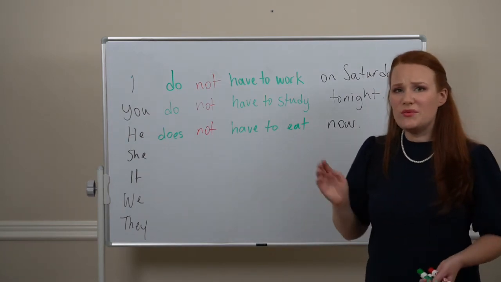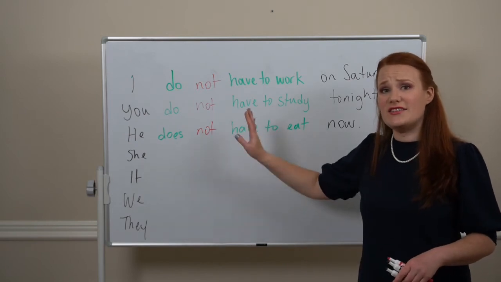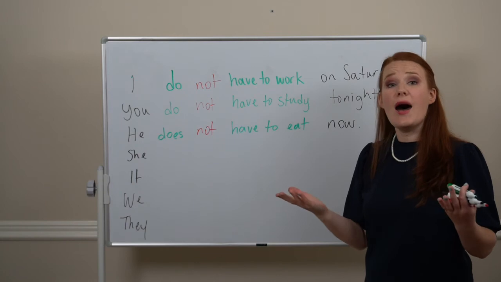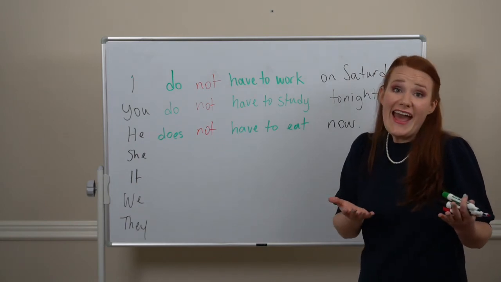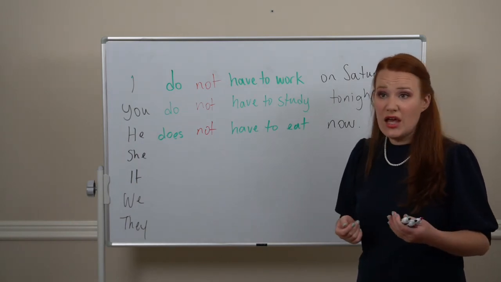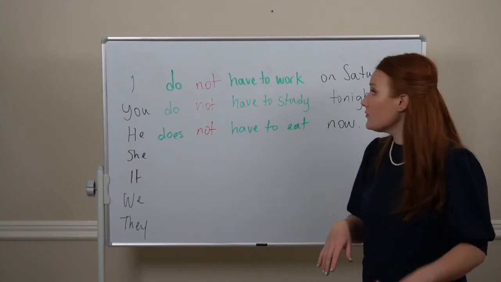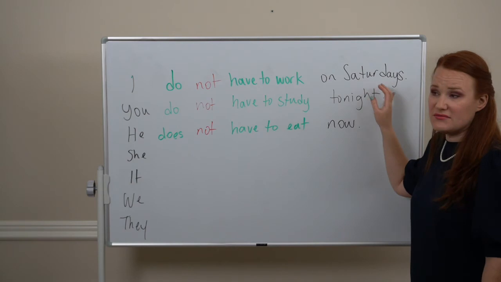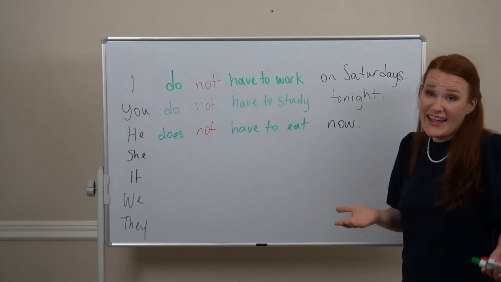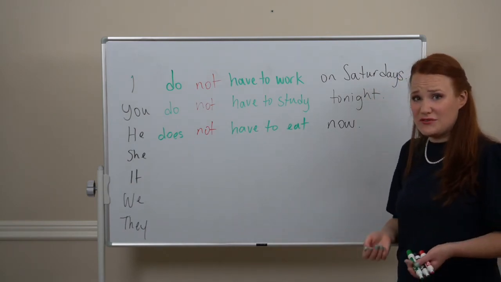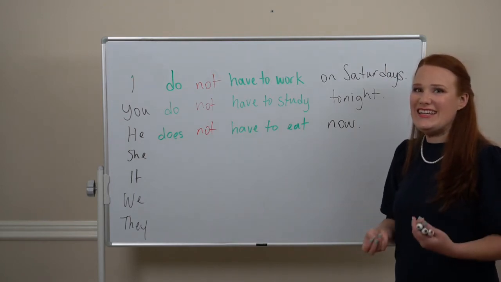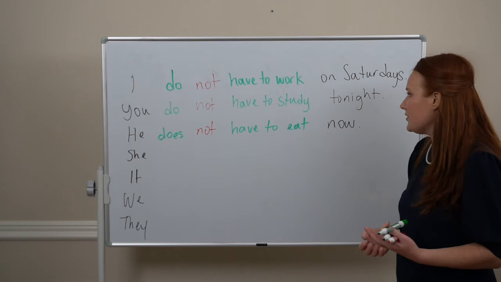So, when we use have to in the negative form, it means that something is an option. You can do it if you want, but you don't have to do it. So, I do not have to work on Saturdays. If I want, I can work. I can do a little bit of work, but I don't have to work. It's not needed. It's not necessary to work.